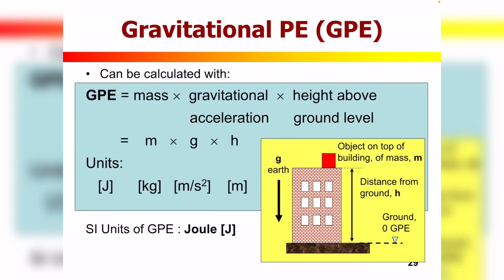So, in order for us to calculate GPE, we need to get the three important things. M is the mass, G is the gravitational acceleration, and H is the height. So the G here is always constant, which is 10 meters per second squared. And if you could already get those three, then you can already get the GPE of an object. And of course, the units are below. And the standard unit for GPE is always in joule. Understand?